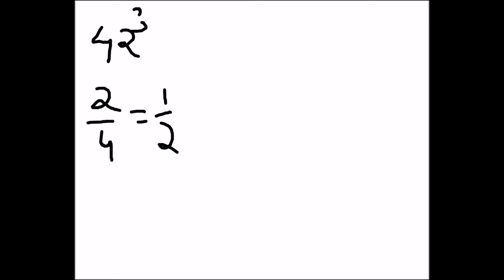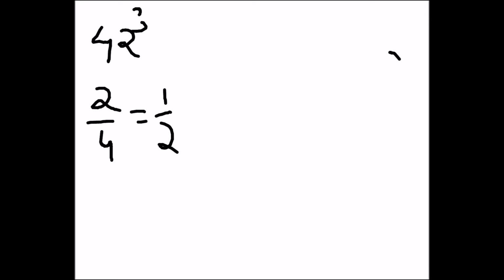Now we'll see another example. We'll take 42 cube. In the previous videos, you have seen that unit digit is always greater than tens digit or equal to that. Now in this case, we'll see tens digit is greater than unit digit. So the ratio is 2 by 4 is 1 by 2.